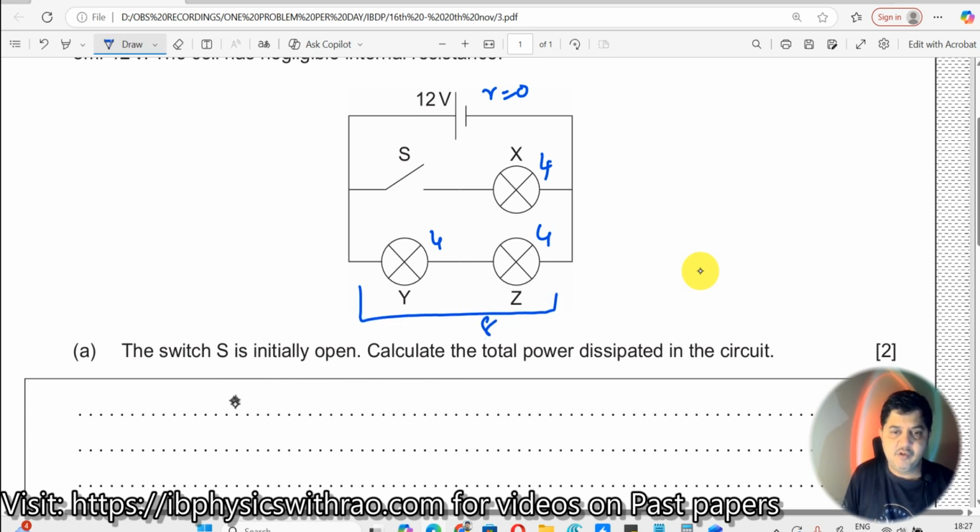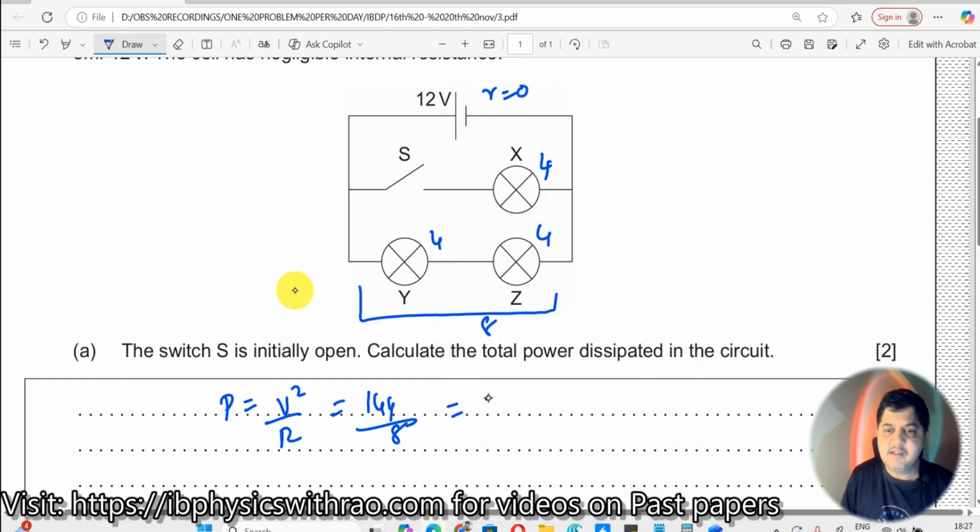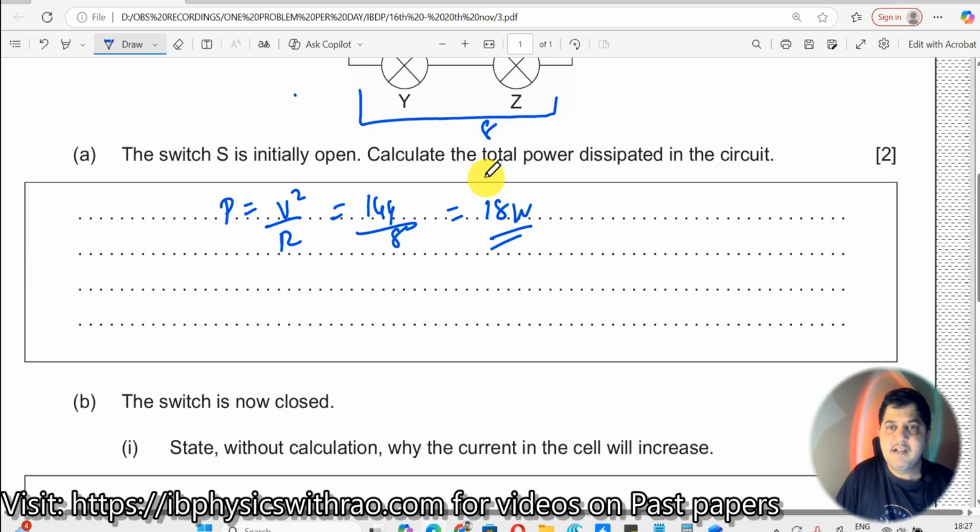So the total power dissipated, P is equal to V square divided by R, which will be 144 divided by 8. Where do you get 144? 12 square, divided by 8, and 144 divided by 8 should be 18. So I should get the answer as 18 watt. 18 watt is the answer. Okay, let us move on to the next one.